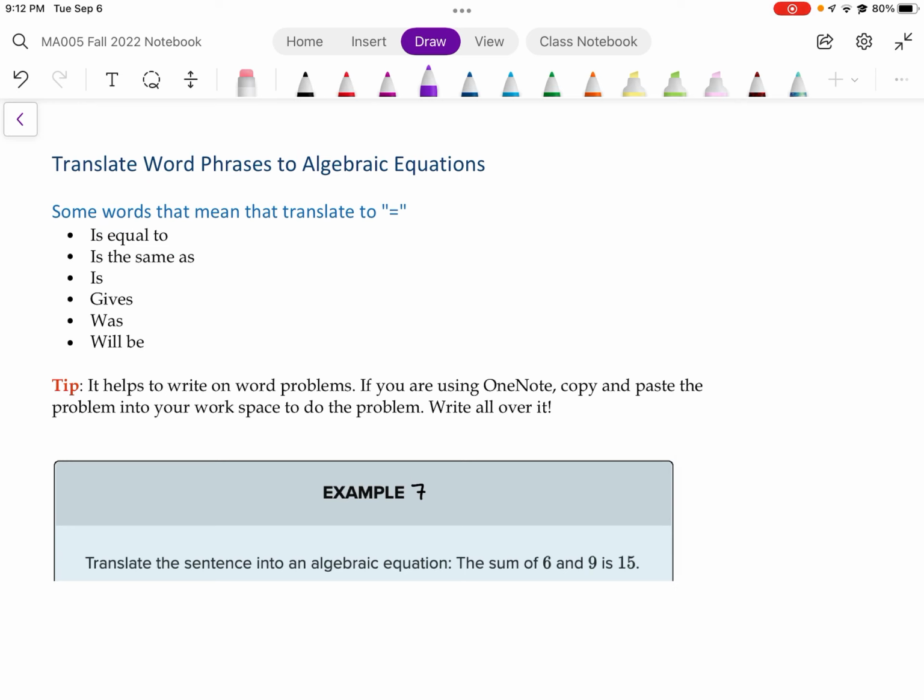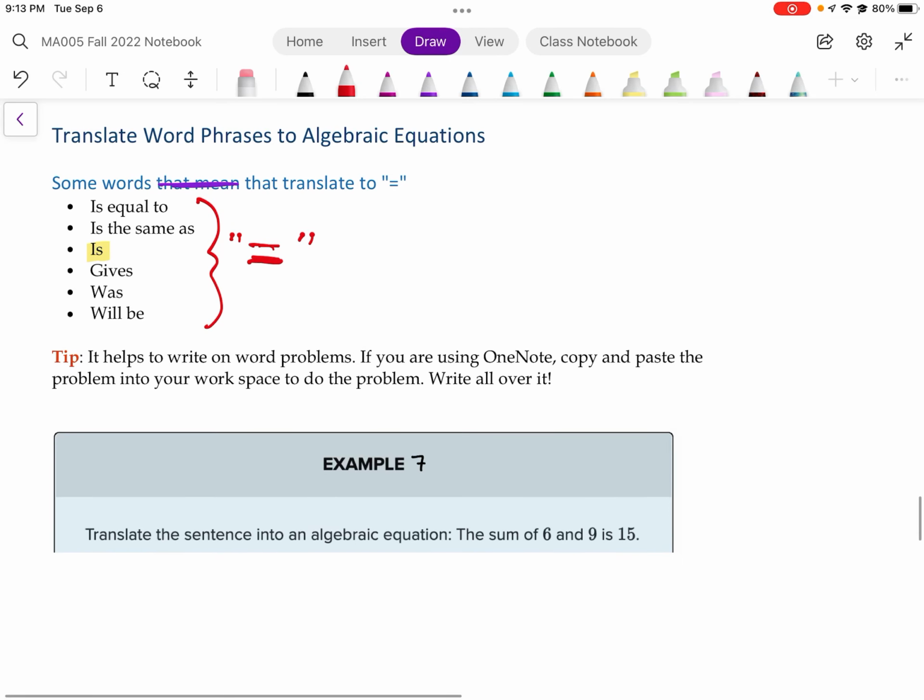Some words that translate to the equal sign: is equal to, is the same as. "Is" is the one you're going to see the most. Gives, was, will be, anything that basically is the "is" verb means equals. So anytime you see any of these, that means equals. Okay?